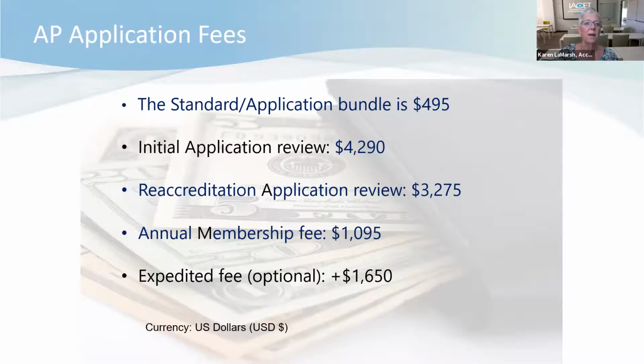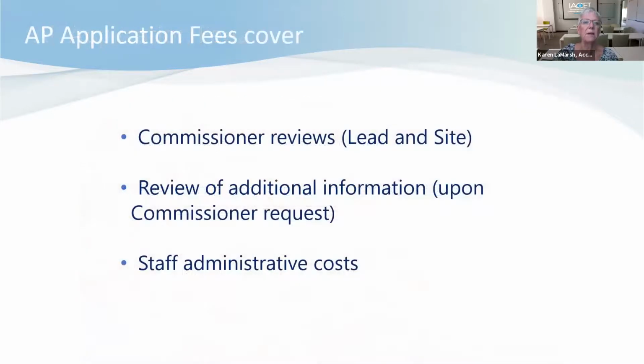If you would like your application expedited, you can elect to pay an additional $1,650. The application fees include the staff review, the initial and subsequent reviews by 2 IACET commissioners. If a third review is required, there is an additional fee of $450. We'll talk about that third review as we progress in the webinar.